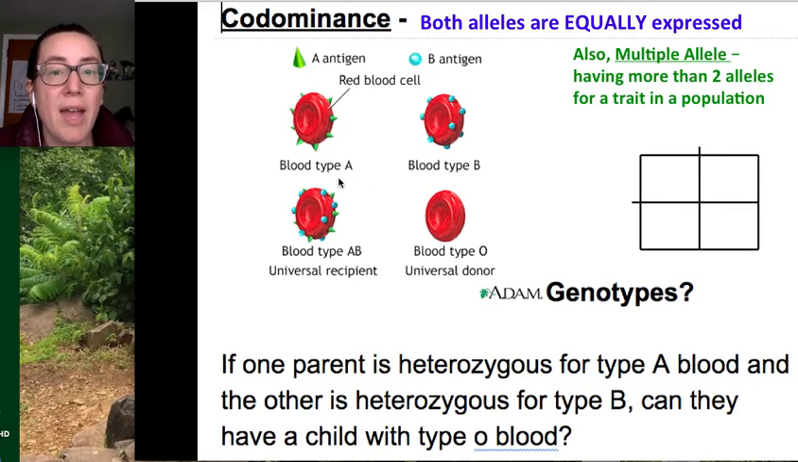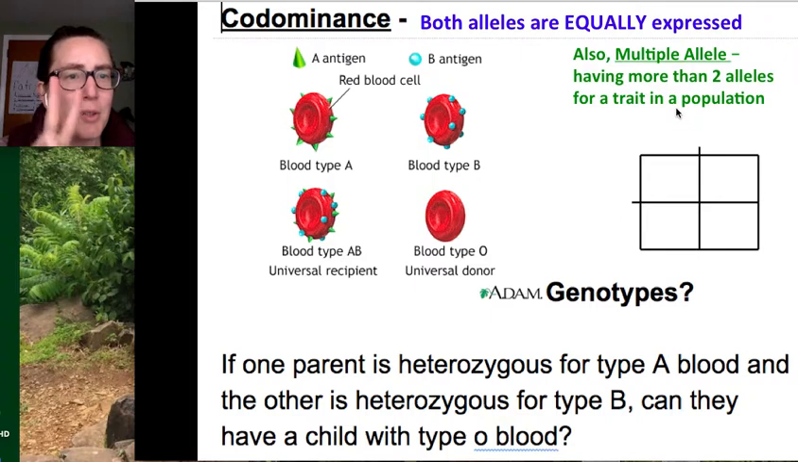So because we have A, B, and O, this is also considered a multiple allele trait because there are more than 2 alleles for a trait in a population. Even though each individual will only inherit one of those alleles from each of their parents, so they only have 2 total, in a population you can find more than 2.